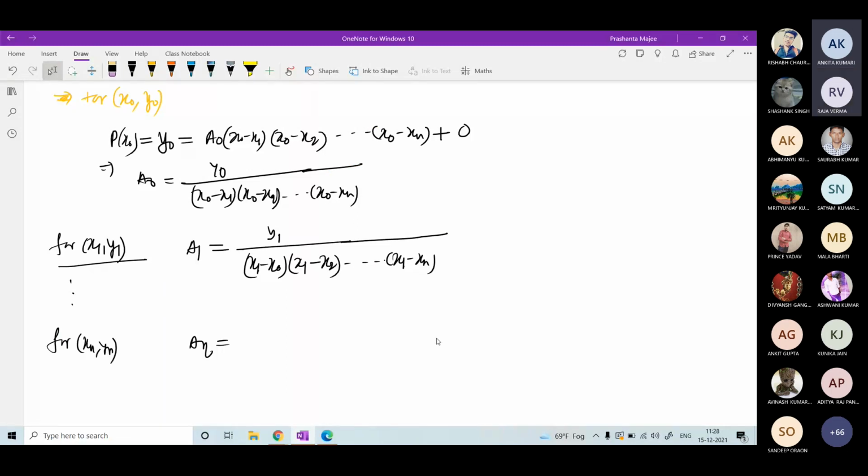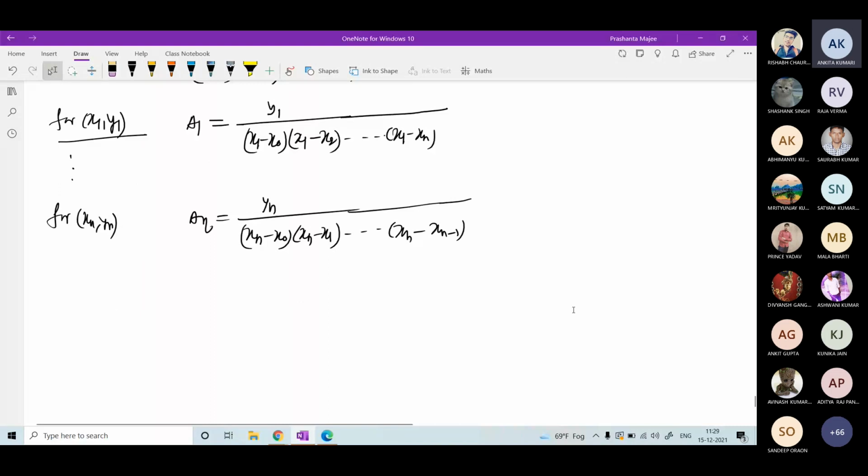yn upon xn minus x0, xn minus x1 up to xn minus xn minus 1. So these are the constants. You see, very easily you can determine them. So this is the ultimate formula you are getting.